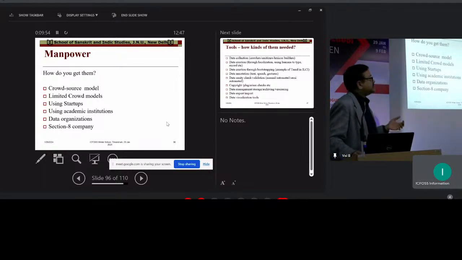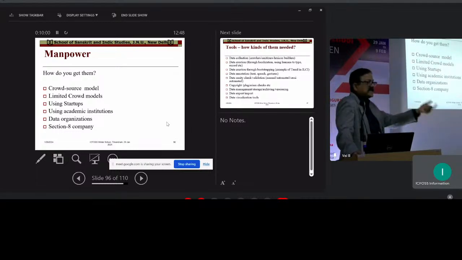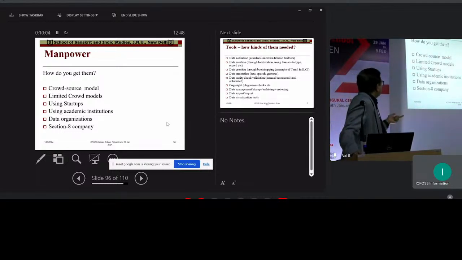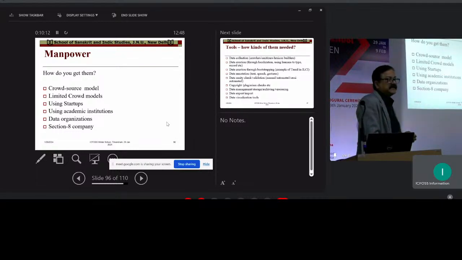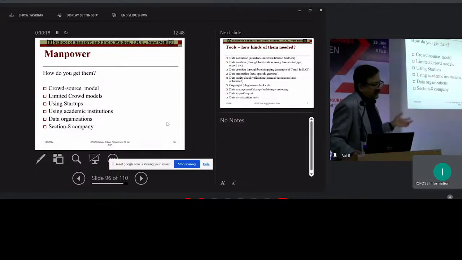So when we create resources, we need manpower, and manpower can be crowdsourced, can be physically present in your system, in the project, or you can use startup companies, administrations, data organizations, stationery companies. I remember having a discussion at VTIO for a stationery company, how can we deliver that issue and how can we solve the problem.